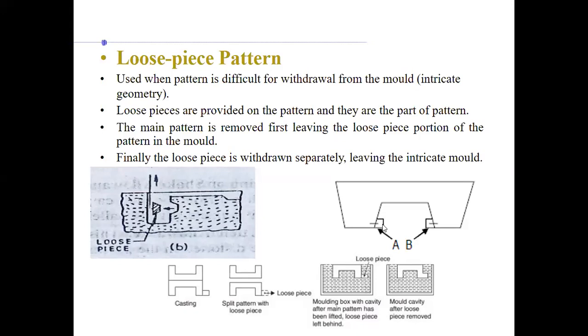For example, here, same case. If you want to remove this, the upper part of the sand will come off. So they remove this big pattern first and then these loose pieces A and B later. You can see here, this is removed and then that loose piece is removed, so that the total cavity can be filled with the molten metal. Similarly is the case here. Is it clear?